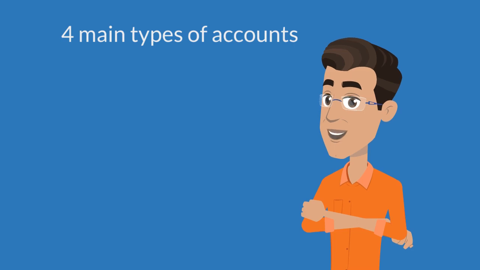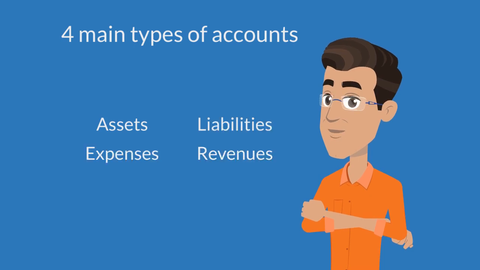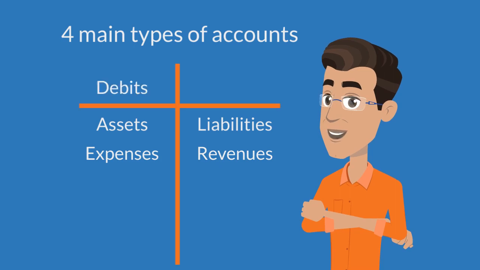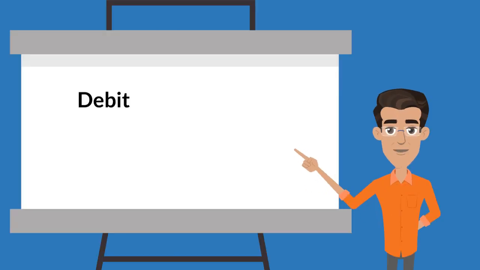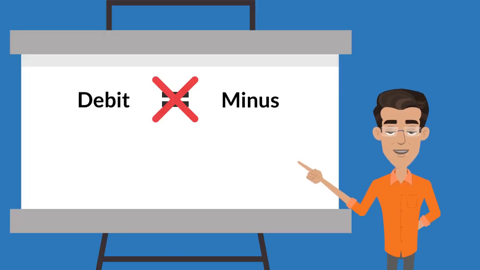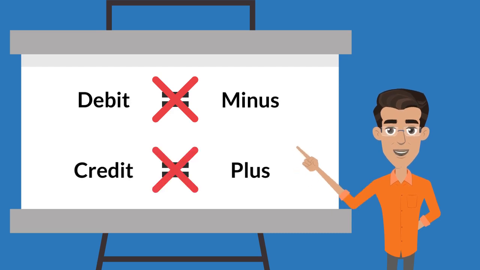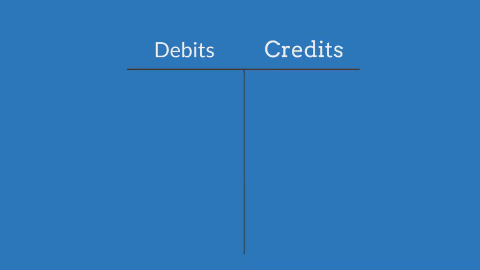In the last video, we discussed the four main types of accounts: assets, liabilities, revenues, and expenses. In this video, we are going to discuss how debits and credits impact these accounts. Against popular belief, debit does not mean minus, and credit does not mean plus. Debits and credits change depending on the type of account being used.